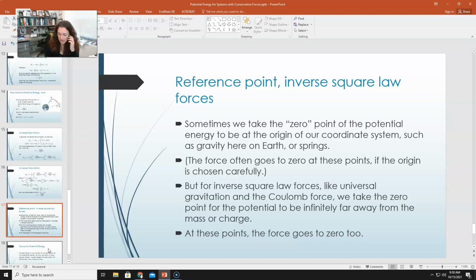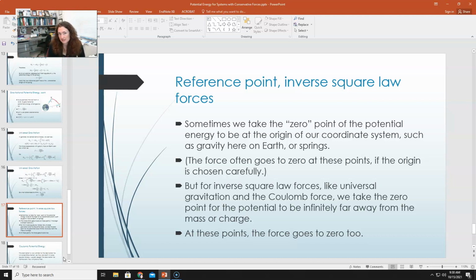Same thing for gravity here on Earth. If I make my reference the floor or the table, where something's going to stop falling, and then I drop it, once it reaches the table, it can't fall any further. So the net force on the object at that point would be 0, and so we choose our reference point at that location. Now, if you do not make a wise choice, then you will have a net force on the object even though it's at the origin. But we're talking about wise choices here. But for inverse square laws, things are different.